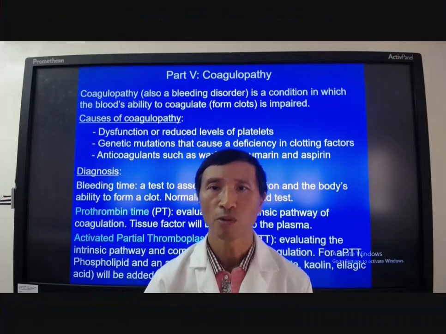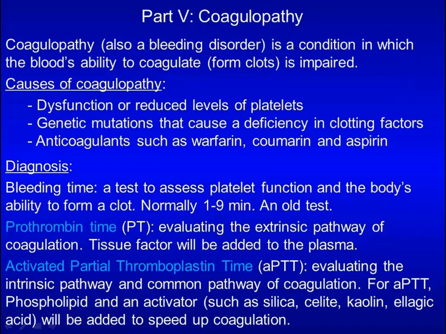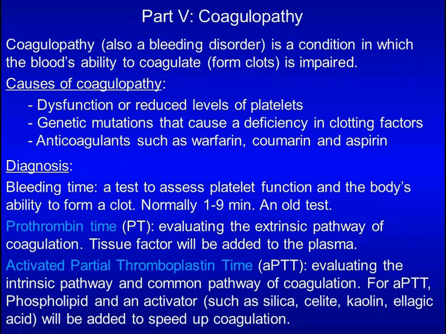Now, let's move to part 5. We will look at coagulopathy. Coagulopathy, or a bleeding disorder, is a condition in which the blood's ability to form clots is impaired. Causes of bleeding disorders may include dysfunction or reduced levels of platelets, genetic mutations that cause a deficiency in clotting factors, or use of anticoagulants such as warfarin, coumarin, and aspirin.